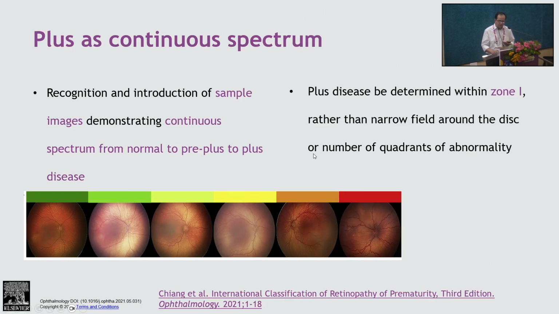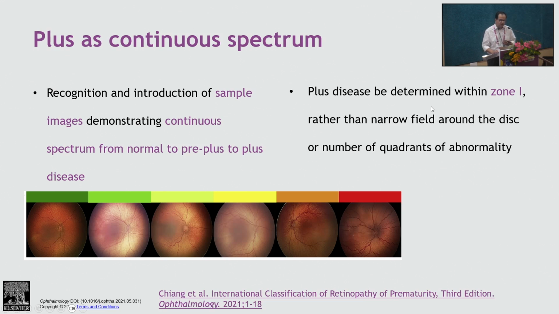Now plus. We know there is normal, pre-plus, plus, but ICROP 3 knew that in the real world there is no consensus between anyone, and it's a spectrum. So they gave a continuous spectrum of images starting from normal to plus, and in between all the pre-plus images. They were given to all the committee members. Everybody agreed that this is normal, everybody agreed this is plus, but even the ROP experts did not agree on the images in between. And now, of course, we know that ICROP 3 has come out with a score called the P score, where 9 images were given, and now you can add that also as a part of your plus. That is a P1 or P2, up to P9.